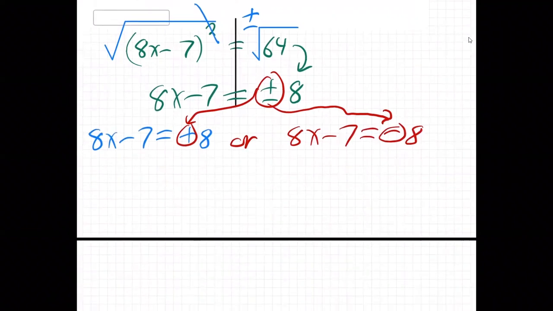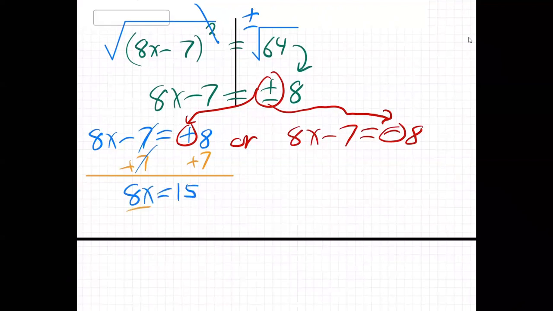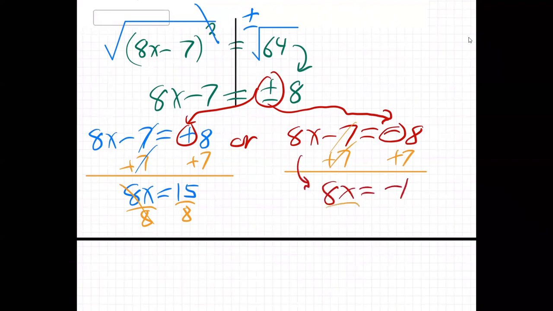Okay, so now we just solve each of those separately. So let's come on in here and just go. Add 7 to both. Cancel. 8x is 15. Divide by 8. Boom. 15/8. Other side, add 7 to both. Boom. And down the 8x. 8x equals, what's that? -1. Divide by the 8. Boom. -1/8. So my 2 answers on this one are 15/8 and -1/8.